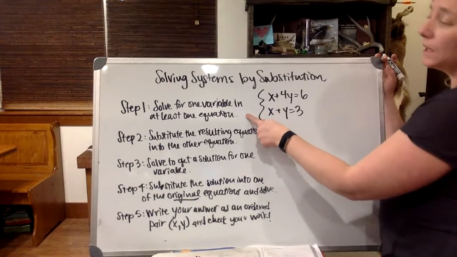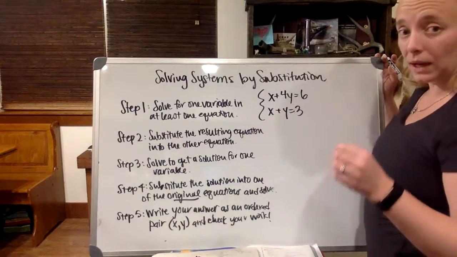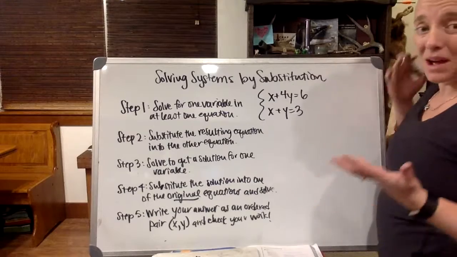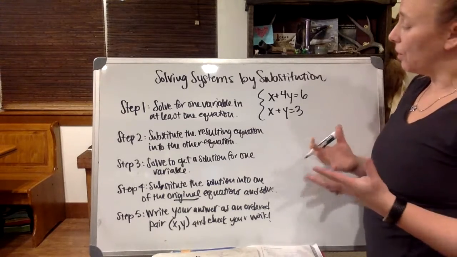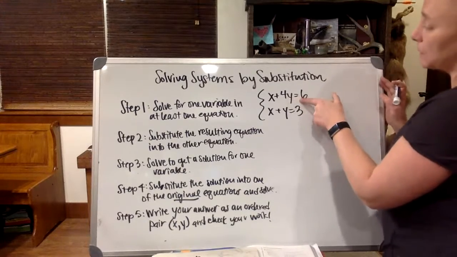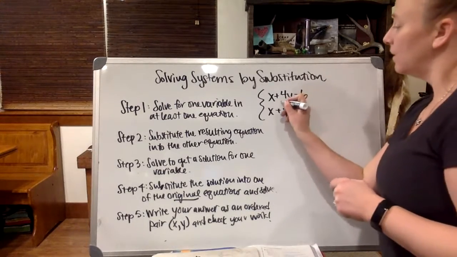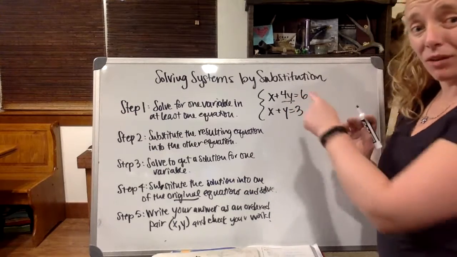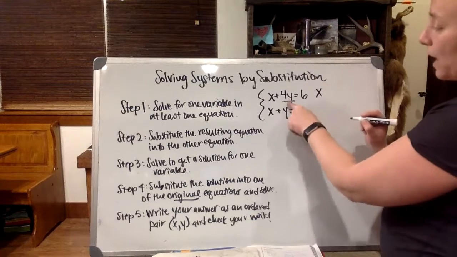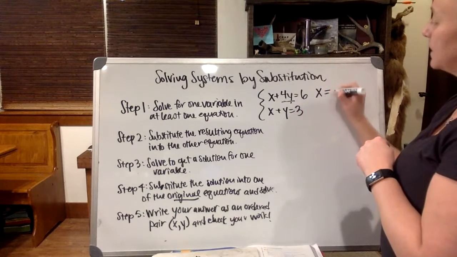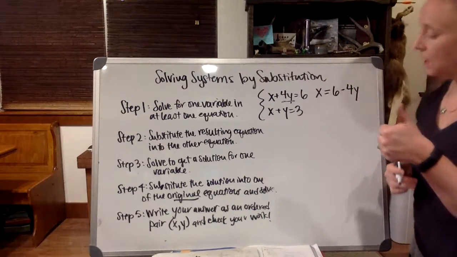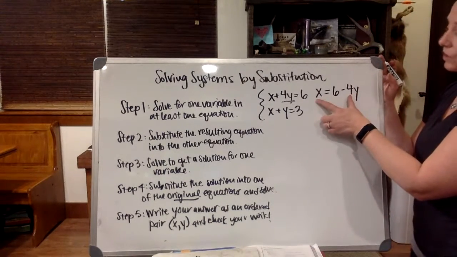So step one, I need to solve for the variable in at least one of these two equations. It doesn't matter which. Honestly, I could even solve them both. But the whole goal is to get one variable in one of these equations by itself. I'm going to pick the top one, mainly because this 4y bugs me a little bit, and I'm going to solve for x. To do that, I subtract 4y from both sides. So x is equal to 6 minus 4y. Cool, I've gotten one equation solved for x.